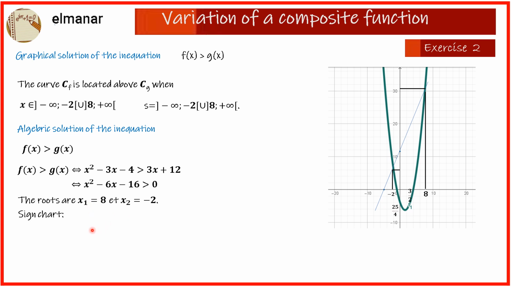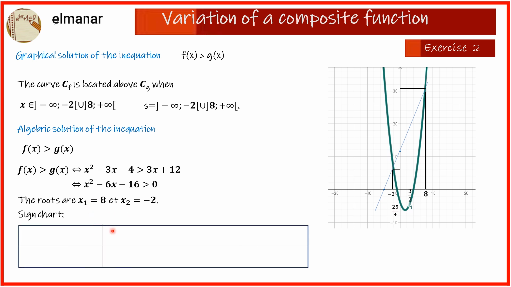Analysis of the sign table. A sign table is established to analyze the variation of the obtained polynomial. When x is less than -2, the expression is positive. It has the same sign as a, the coefficient of x squared. When x is between -2 and 8, the expression is negative. It is the inverse of the sign of a.